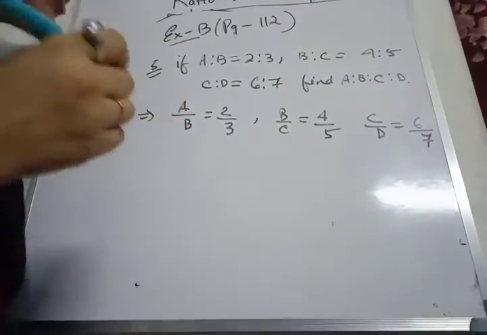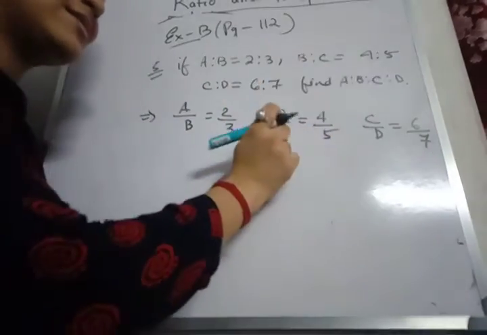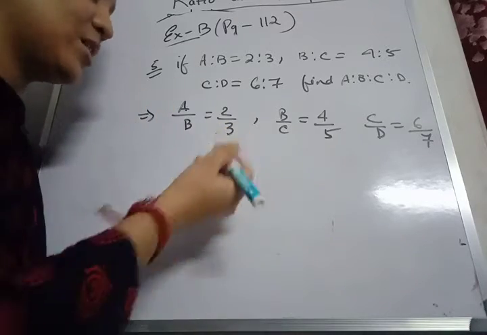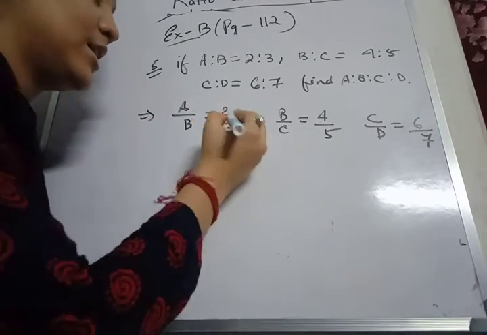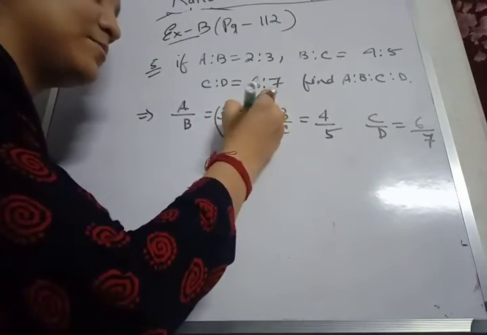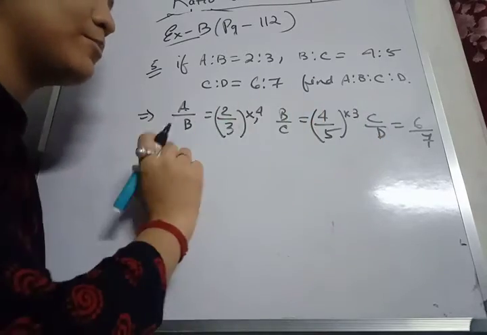Here we have some common terms. What are my common terms? b is the common term here, and c is also the common term here. So anyhow this common terms value has to be the same. So first we look into the value for b. Here we have 3, here we have 4. So if I multiply this term by 4 and this term by 3, then only my b term in both the cases will be the same.